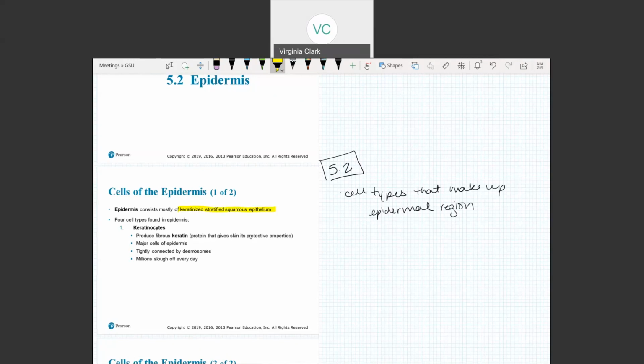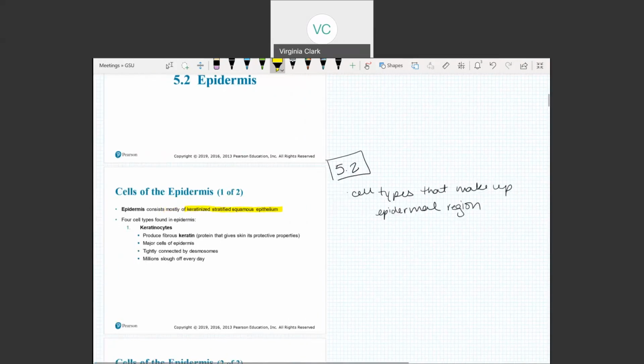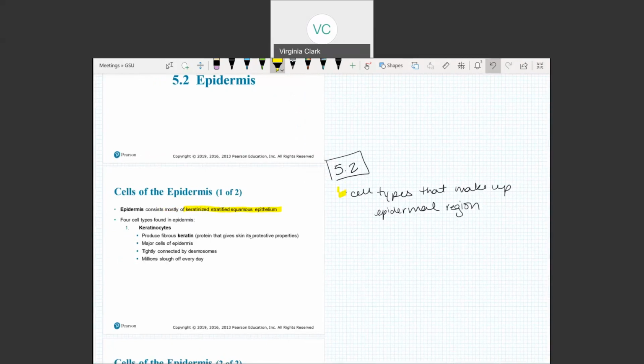So what are these cell types? The first one is going to be, like I said, there are 4. So let's just go ahead and get to that.